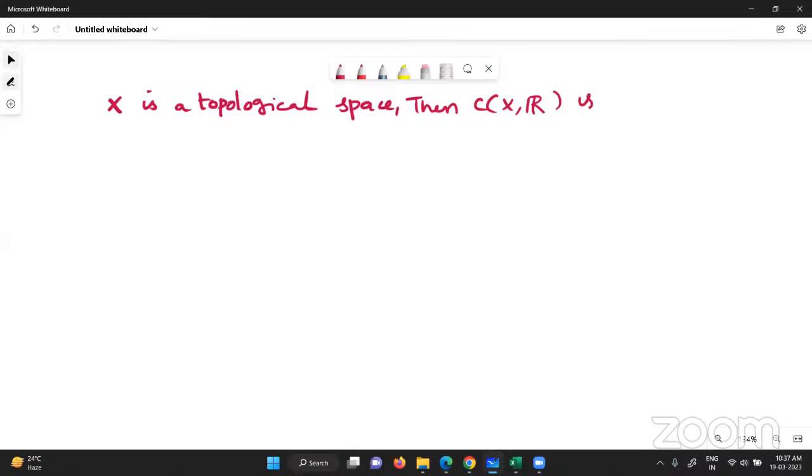Then C(X,R) is a Banach space. Banach space means a complete normed space. When you say that a space is complete, it means whenever a Cauchy sequence is convergent.